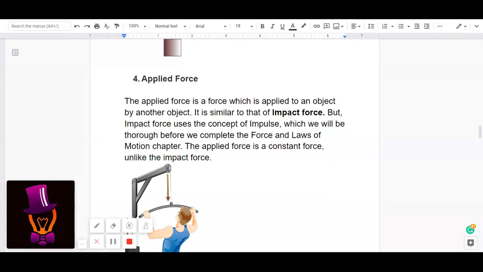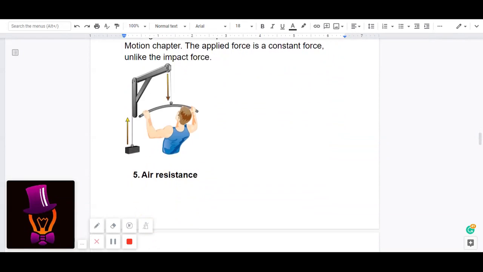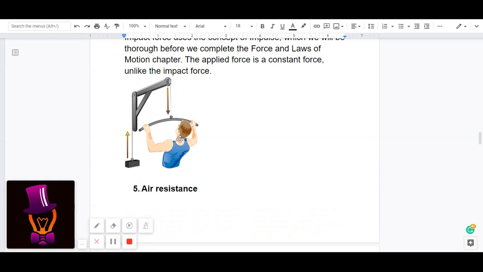Applied force. The applied force is a force which is applied to an object by another object. It is similar to impact force, but impact force uses the concept of impulse, which we'll be seeing before we complete force and laws of motion. Applied force is a constant force, unlike the impact force. Here's an image of applied force. The man using his muscular power is pulling the lever down, hence applying a force on the lever.